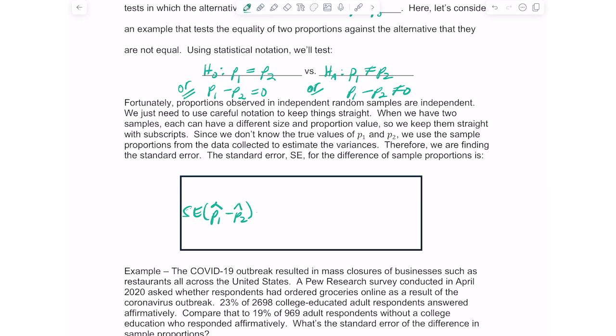If you think back to when we did one proportion z-tests and z-intervals, we did p times q over n. Well, here, again, we don't know p, and this time we have two populations, so we're going to have p1 hat times q1 hat over n1, where n1 is your sample size for population 1, plus p2 hat times q2 hat over n2, which is the sample size for population 2. And we're going to take the square root of that.